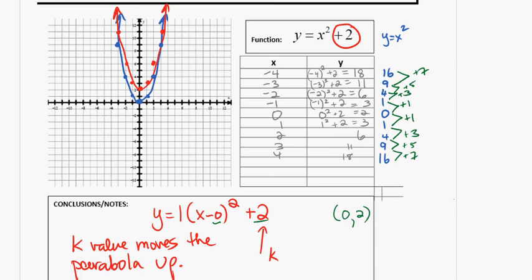So maybe we've seen something here. Let's get some more data to find out for sure by doing the next set of openers. But for now, I've noticed that k seems to move it up and down. That's my hypothesis, and we'll see if that holds true.